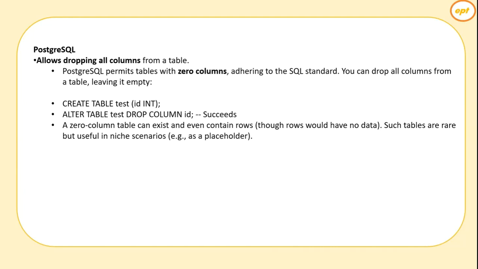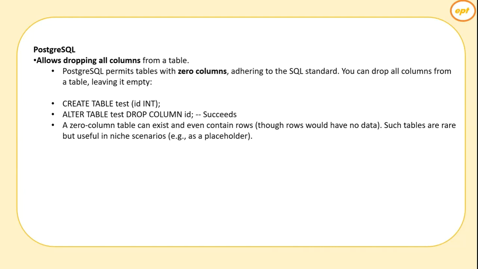Try to understand here. Whenever you try to drop all the columns in the Oracle database or MySQL database, it is saying no. In the older versions of Postgres, maybe it is not allowed. But because of later version upgrades, it is saying that you can drop all the columns also. That means PostgreSQL is permitting a table with zero columns.